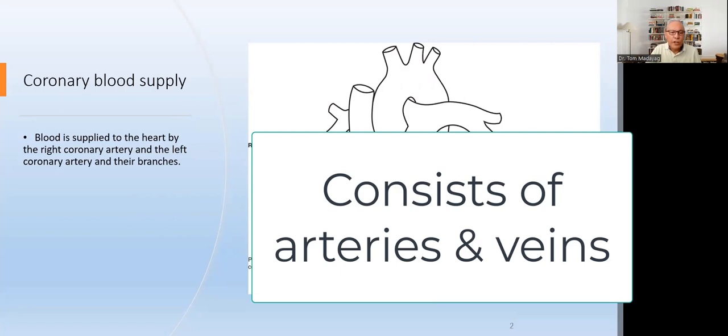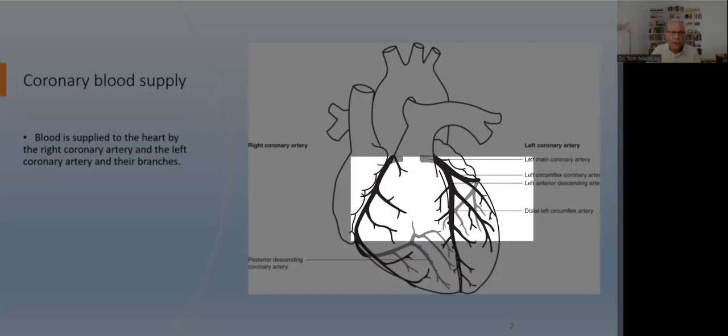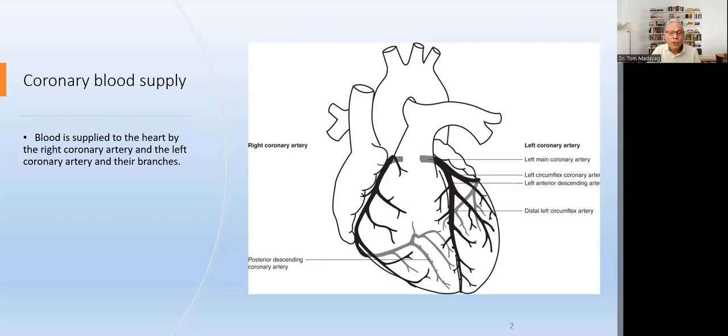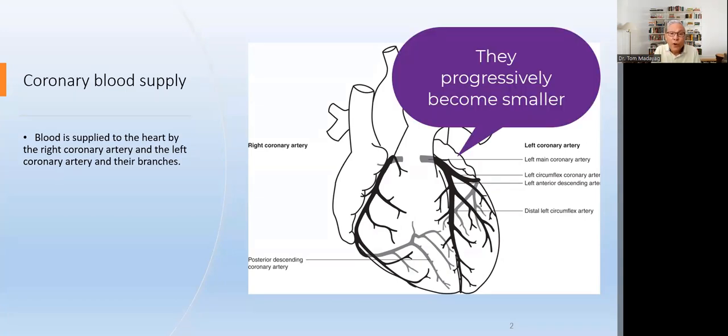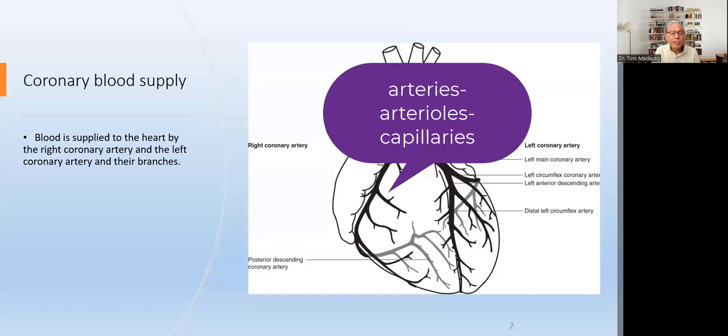The coronary circulation consists of coronary arteries and veins. The right and left coronary arteries encircle the myocardium like a crown or corona. The main coronary arteries lie on the outer epicardial surface of the heart. They branch into progressively smaller vessels, eventually becoming arterioles and then capillaries.